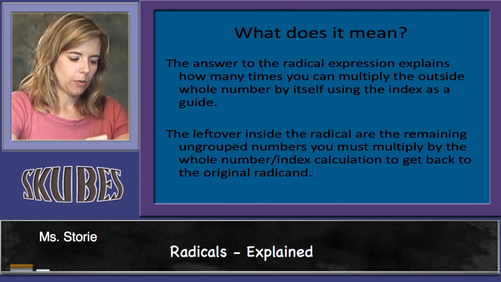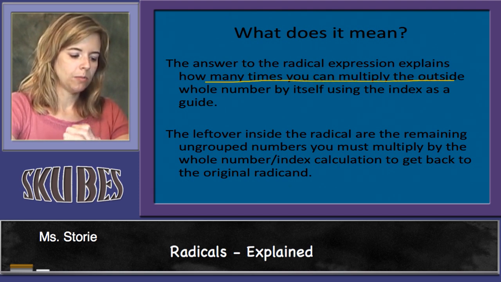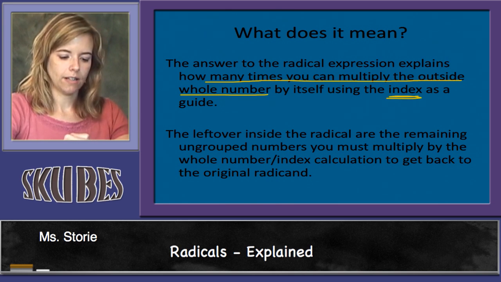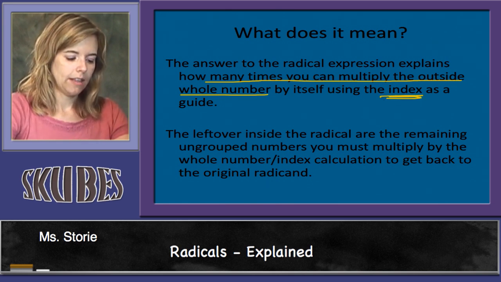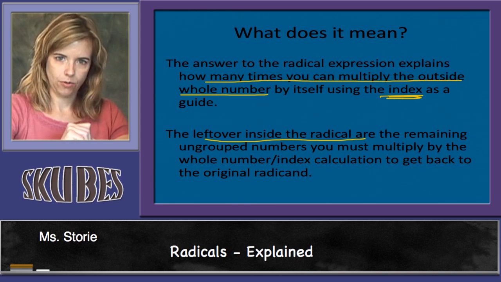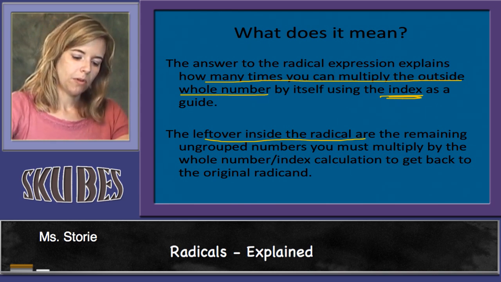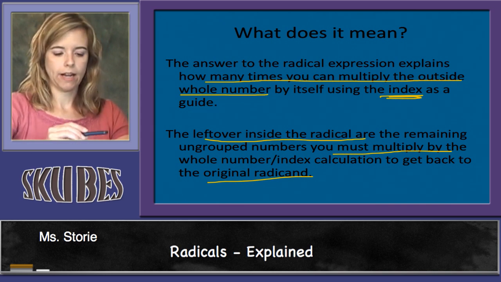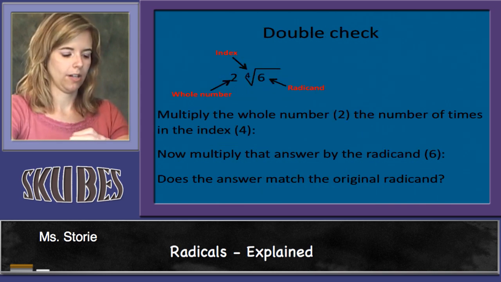The answer to the radical expression explains how many times you can multiply that outside whole number, that group of 2's, by itself using the index, that number 4, as a guide. Anything left over inside the radical, that 2 and that 3, you must multiply them back together again and stick them back under the radical sign. They become your new radicand. That's a lot. Take a look.